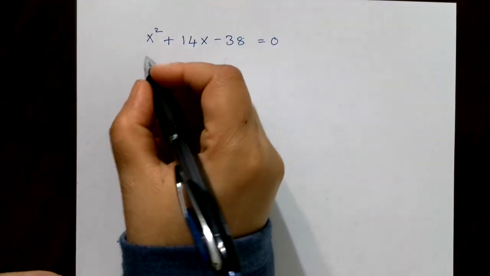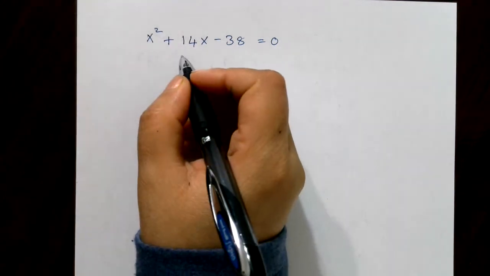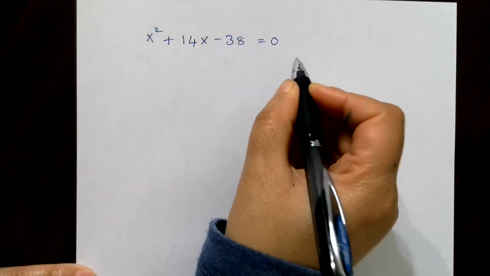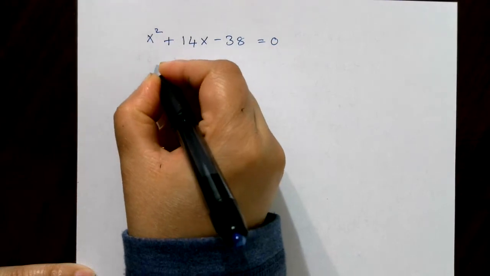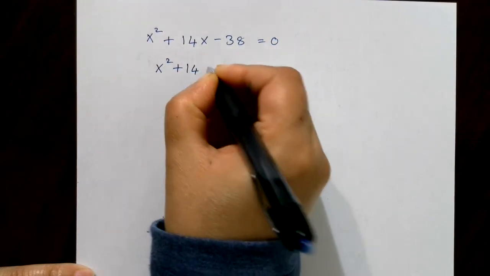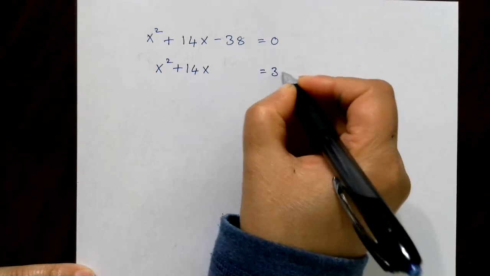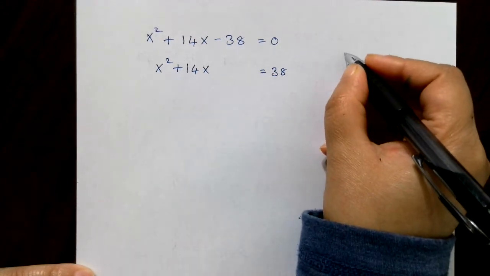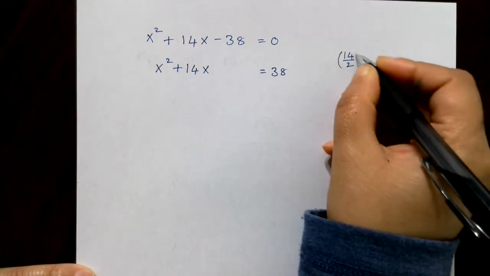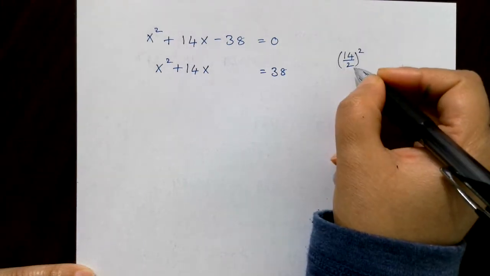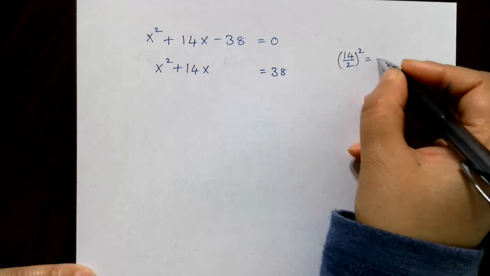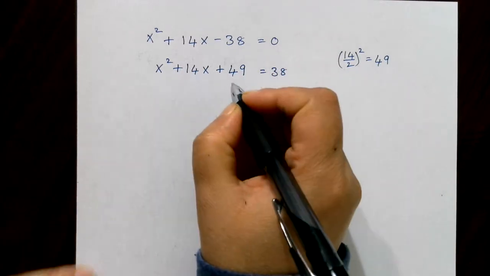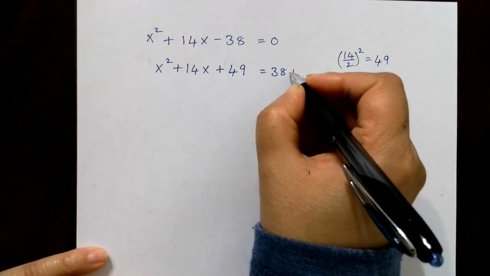In order to solve by completing the square, the first step is to have the constant on the other side. So we'll add 38 to both sides. That gives us x squared plus 14x equals 38. And we know the process. We take the coefficient of x, which is 14 in this case, divide by 2 and square it. 14 divided by 2 is 7. 7 squared is 49. You add 49 to this side. Now to balance the equation, we have to add it to the other side.